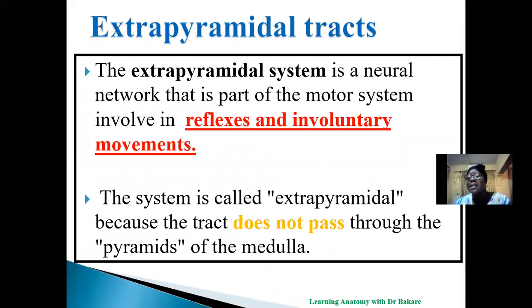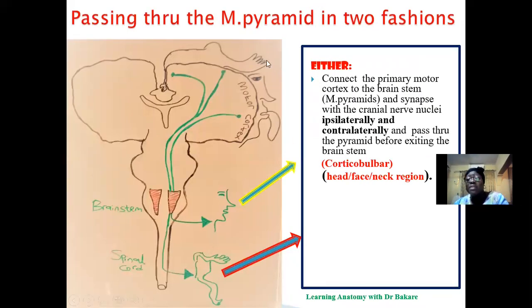But the extrapyramidal pathway, we already said that they are involved in reflex or involuntary motor action. They do not pass through the medullary pyramid, and that is why they are referred to as the extrapyramidal pathway. So passing through the medullary pyramid could occur in two forms.